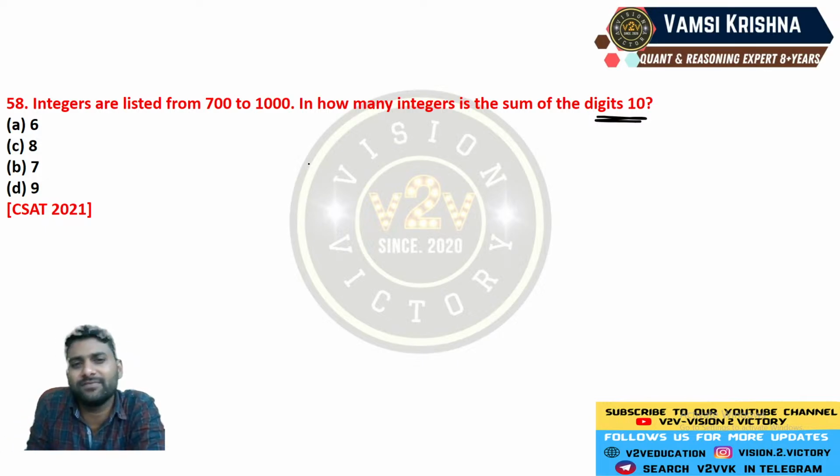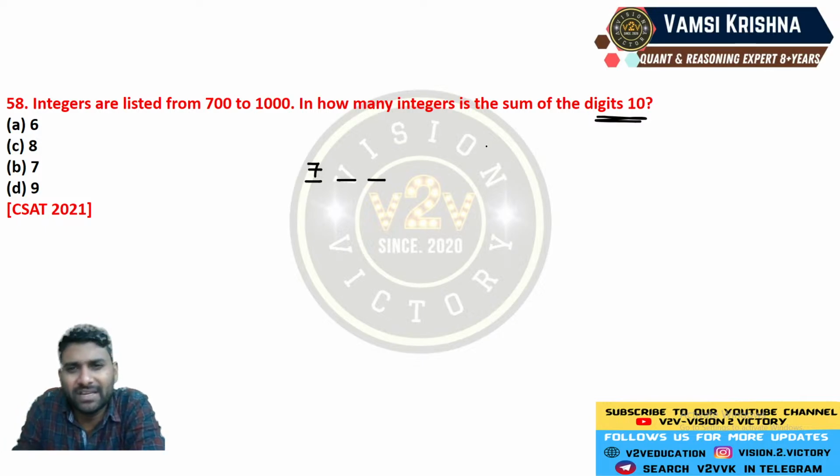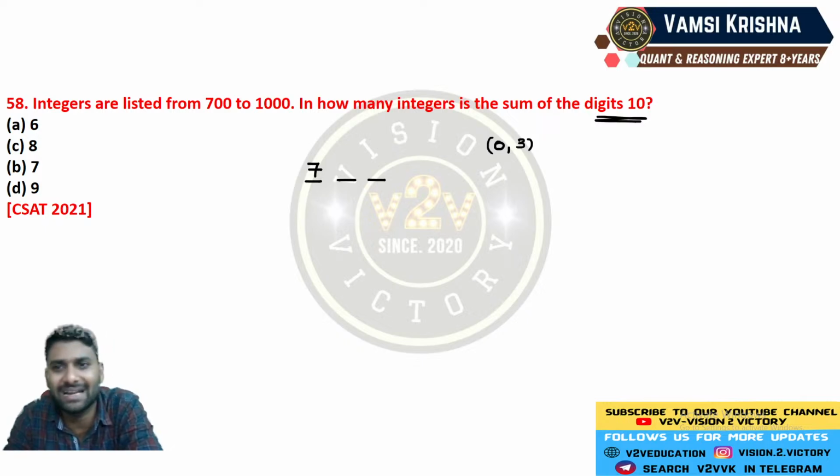Now see, we'll check it out. How many three-digit numbers in the 700s have the sum of the digits equal to 10? It means the other two digits should be 0 and 3. Why? Because 703 and 730: 7 plus 0 plus 3 is exactly equal to 10.